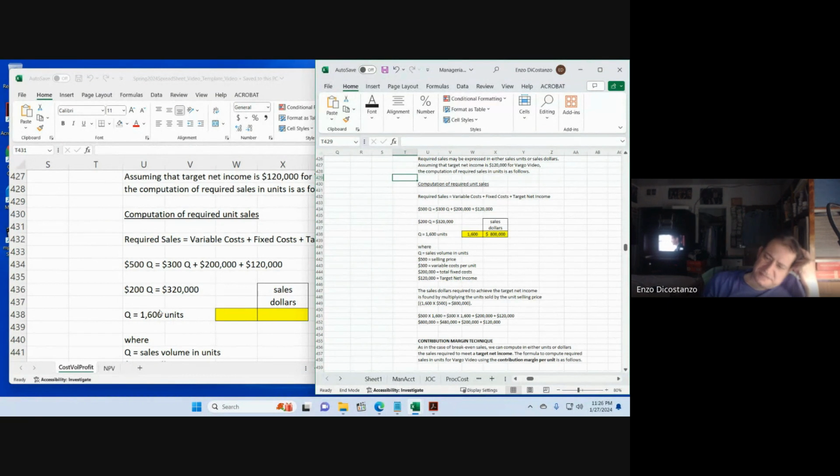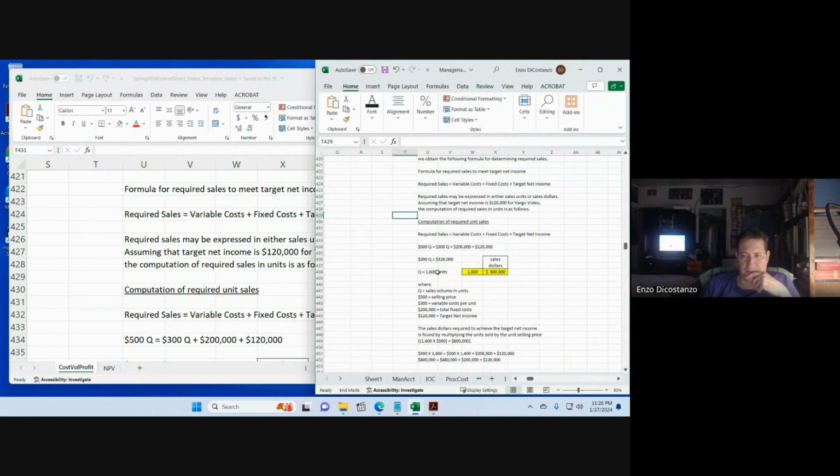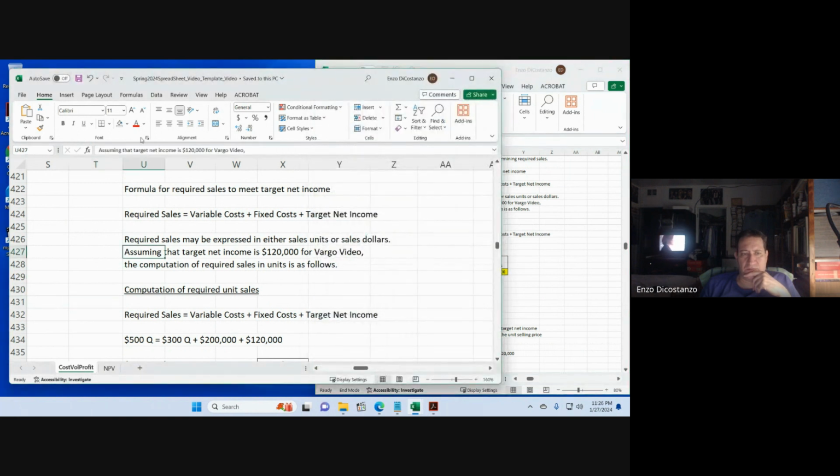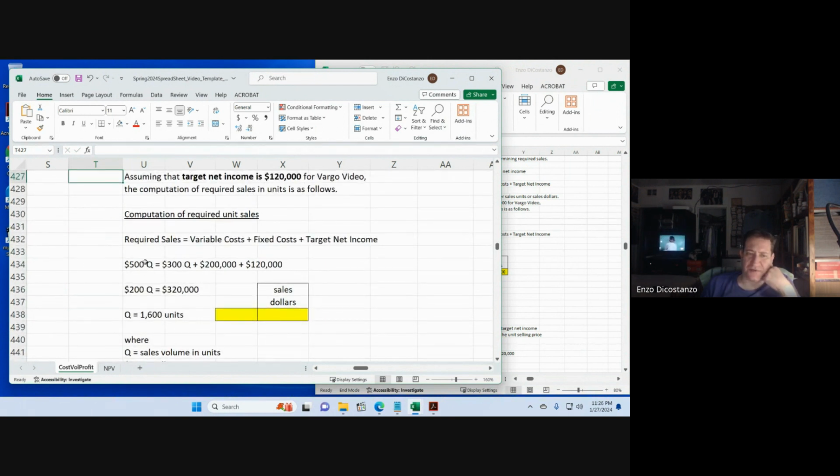Okay, so we're here with this, and yeah, we're trying to figure out what sales level you need to get that level of net income. Where do you go for that? Okay, so it's $500 per unit. This is the video camcorder now. 500 per unit to sell it, 300 variable cost, 200,000 fixed, and then tack on to that 120,000 targeted net income.